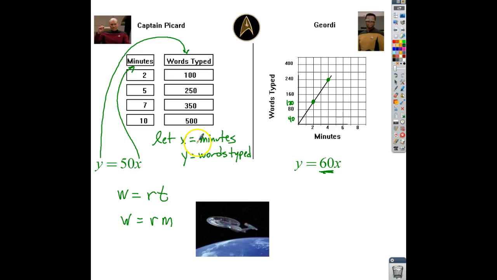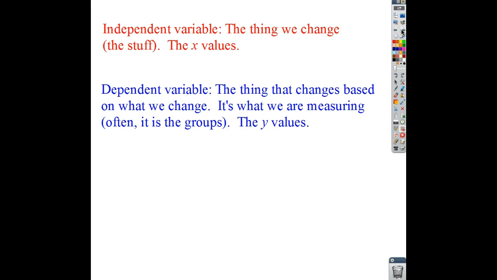And I'm going to use the same thing, minutes and words typed. So I can look at this and say, all right, Captain Picard types at less of a speed than Geordi does. What I could do here is find one. Let's see, 5 and 250. So Captain Picard would be right around here, and he has 2 at 100, so it's about there, and you can see that his line would go like this. And you can see that Geordi can type at a quicker rate. Good. All right, moving on.